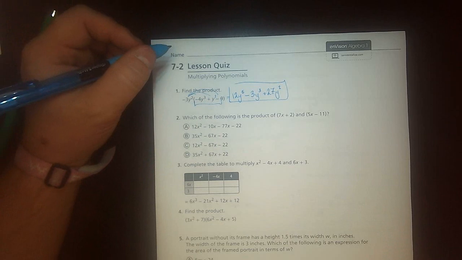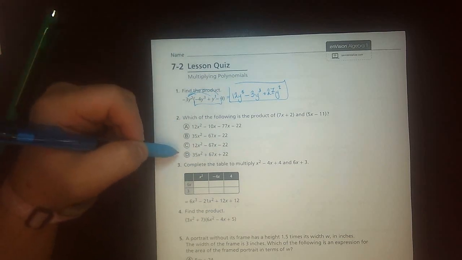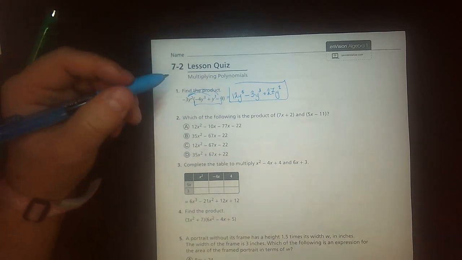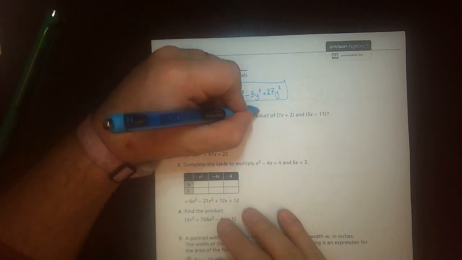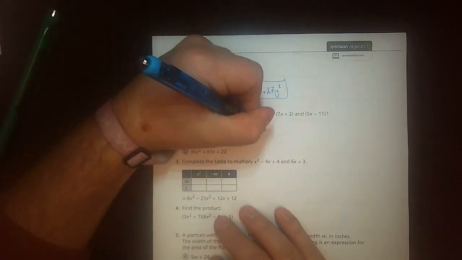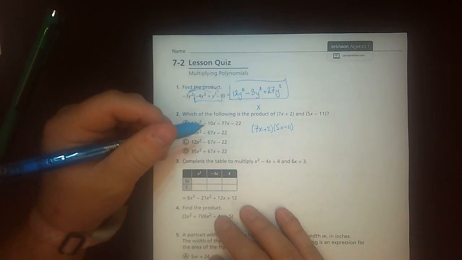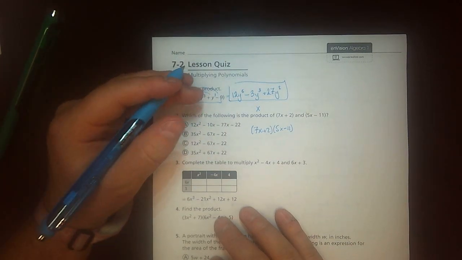All right. So this is asking which of the following is the product of these two numbers. What does product mean again in math? Well, product means multiplication, right? So it's really asking what is 7x plus 2 times 5x minus 11. What does that equal? Okay, I'm not going to do that one for you.